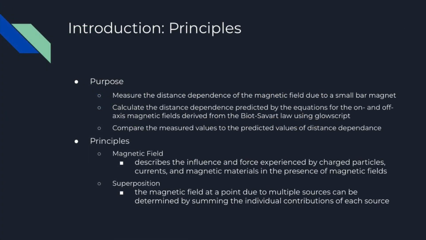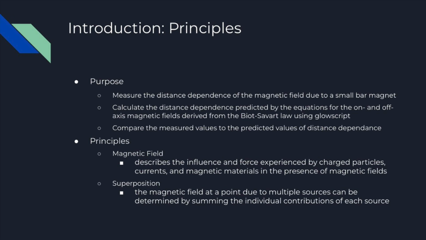The purpose of this lab was to measure the distance dependence of the magnetic field due to a small bar magnet, calculate the distance dependence predicted by the equations for the on- and off-axis magnetic fields derived from the Biot-Savart law using GlowScript, and compare the measured values to the predicted values of distance dependence. The principles include magnetic field and superposition.